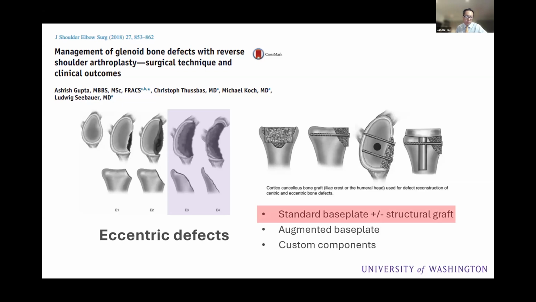My personal preference is using structural graft with a standard base plate. But I would say the current trend is that most people are using an augmented base plate, including my partner, Dr. Schiffman, and we'll show some cases of his that use augmented base plates. I think this is a good option, and we'll go through the pros and cons of each.